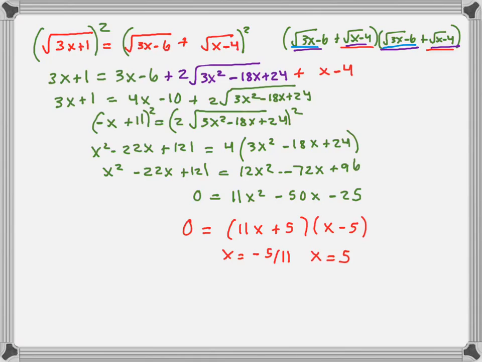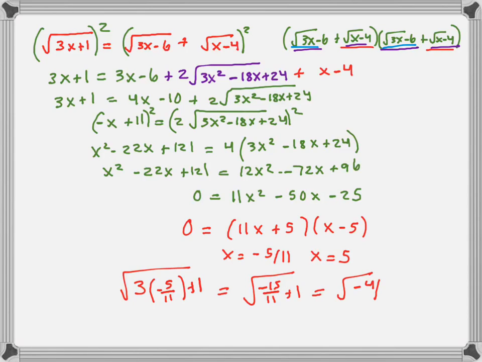But then if we look at our other term, this one seems a little bit more, okay, this might not be true. So just plugging this into the left-hand side, we get root 3 times negative 5 over 11 plus 1, which is going to equal root negative 15 over 11 plus 1, which is going to give us a negative number. So it's going to be root negative 4/11. And so we'll learn in the next video that this becomes imaginary. So this really isn't possible in this equation. So we're just going to cross this out. And so our only answer is going to be x equals 5.